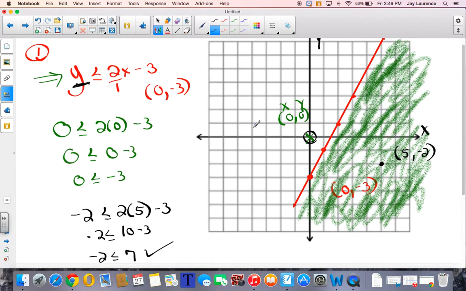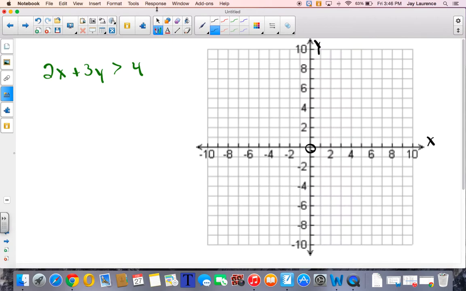If I pick any point over here, I'll get a false statement just like I did for the origin. Now remember, if the line goes through the origin, you can't use the origin as a test point. It'll fool you. Here's another one. This one's in standard form, so I'm going to go A, B, C.